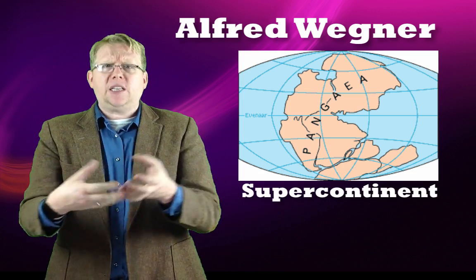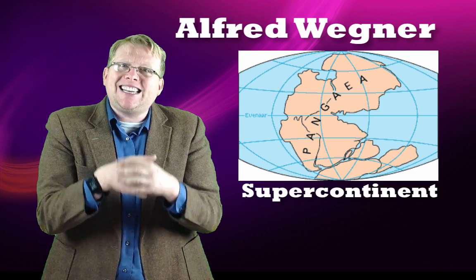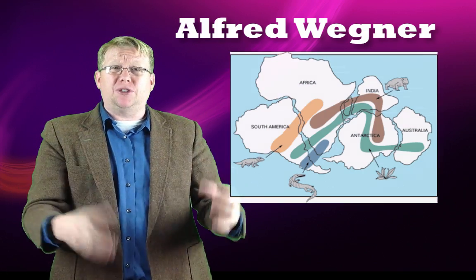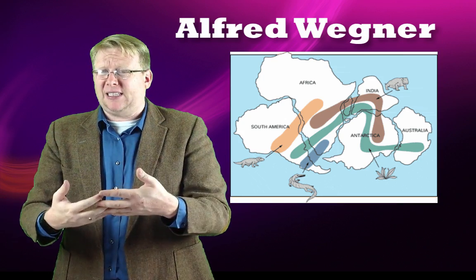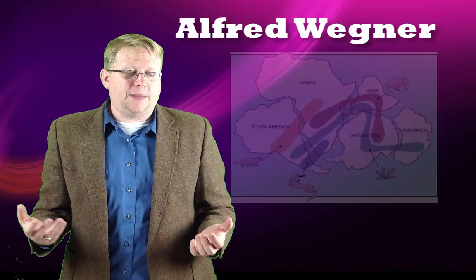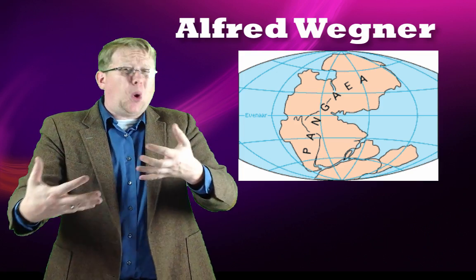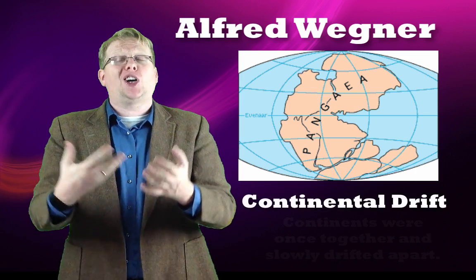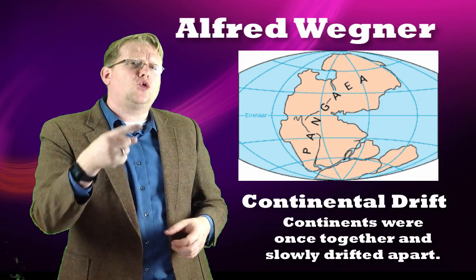Now, at first he thought this was genius. He thought he had a great idea. How could anyone argue with this? Look, they all fit together. He also found other pieces of evidence. He found that there were fossils of reptiles and plants that were on separate continents. How could they possibly, if they can't swim across an ocean, be on different continents? He thought, well, what had to happen is all the continents were together in a supercontinent and then were pulled apart or drifted away. He called his idea that the continents drifted around continental drift. So the idea of the continents moving is continental drift.